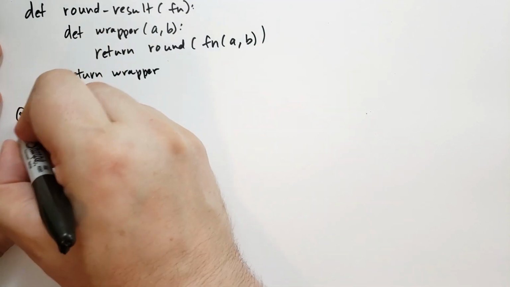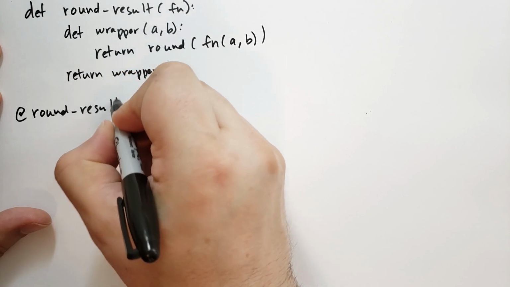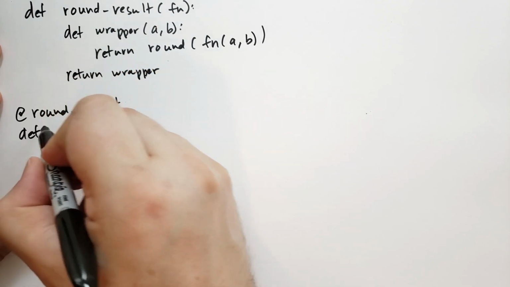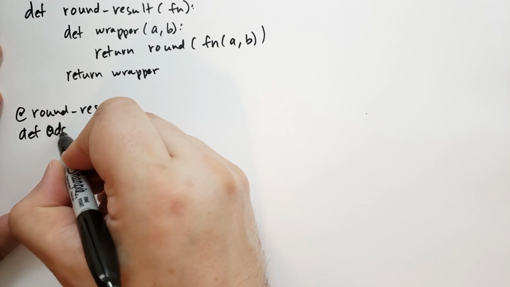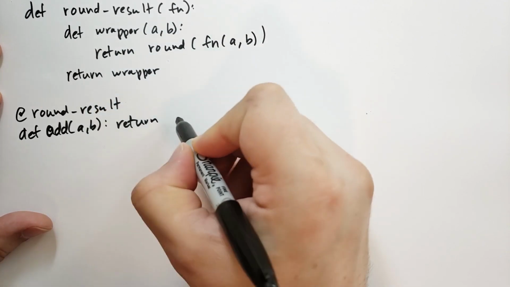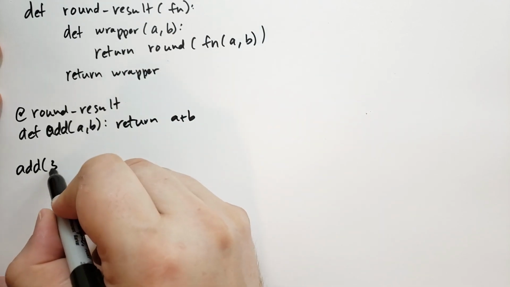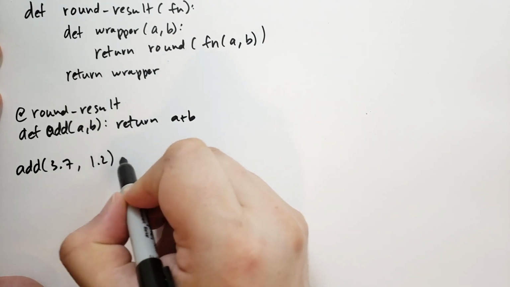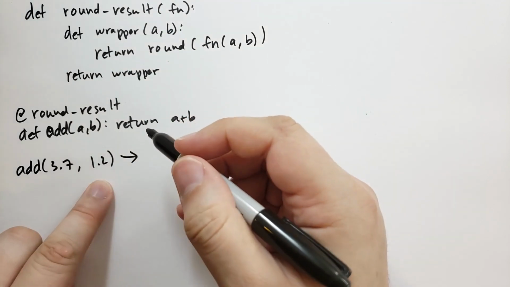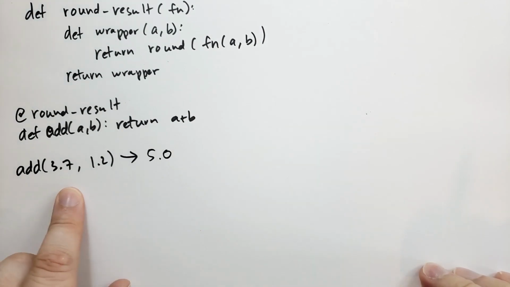So we use it like this. We say at round result def add A comma B, return A plus B. And if we call it, let's say we do 3.7 and 1.2, 3.7 plus 1.2 is 4.9, so this is going to round up to 5.0, right?